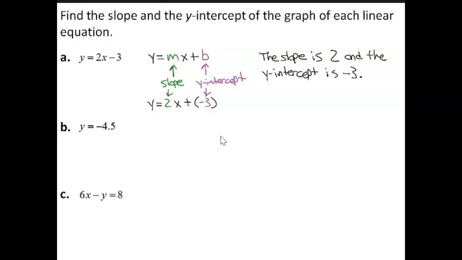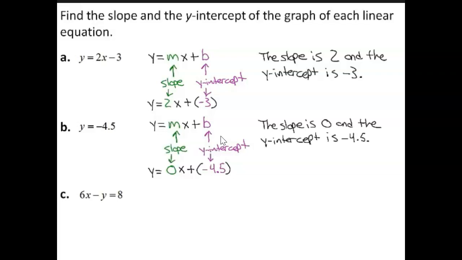Part B. y equals -4 5/10. Rewrite the equation in the form y equals mx plus b, where m is the slope and b is the y-intercept. The equation can be written as y equals 0x plus -4 5/10. So the slope is 0 and the y-intercept is -4 5/10.